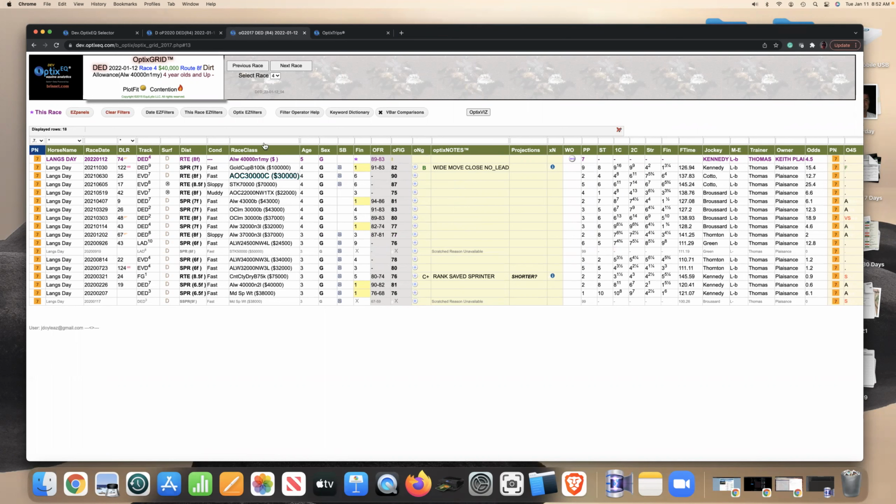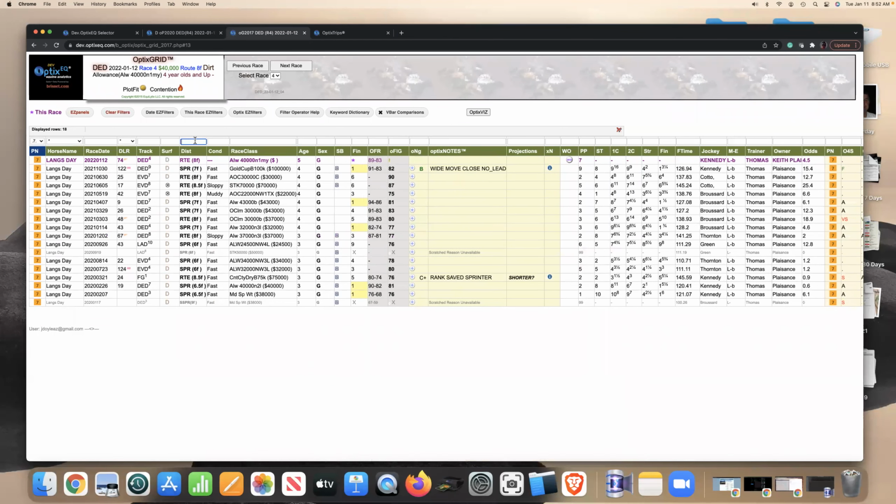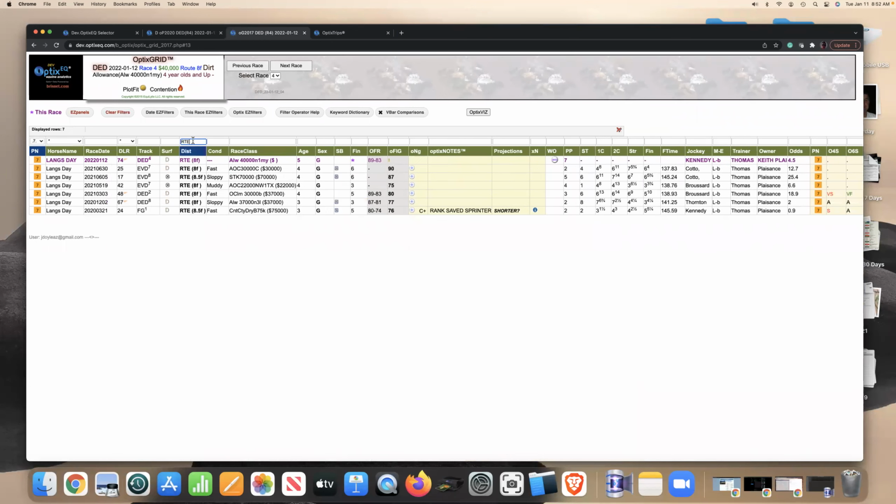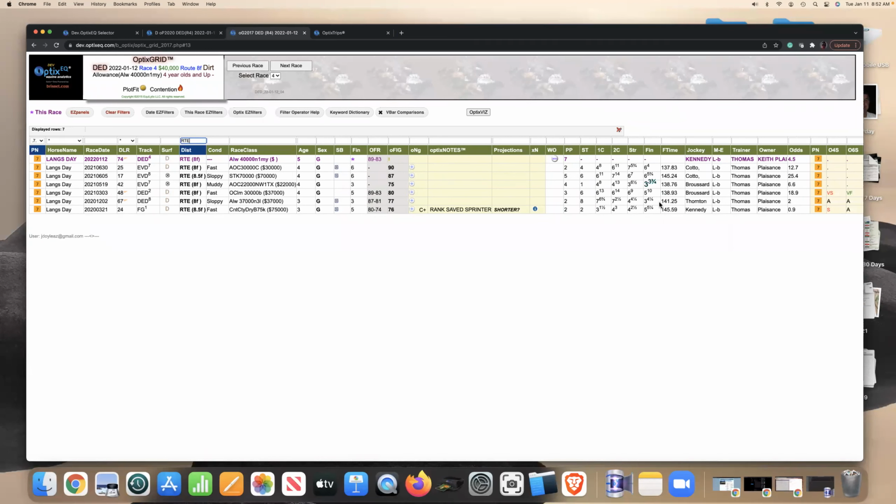And the other thing about this horse, let's look at his races. Today's distance is a route. Let's look at him, route. Look at his route races. This horse has only hit the board twice in 6 races routing.